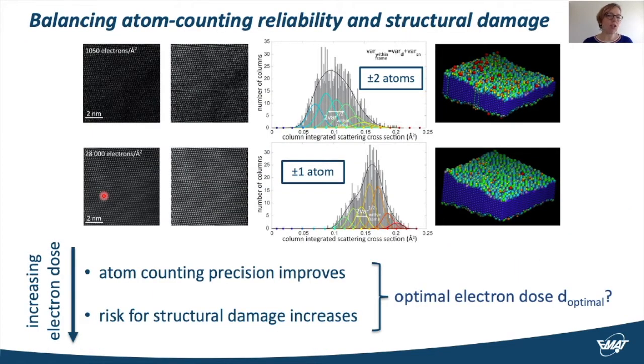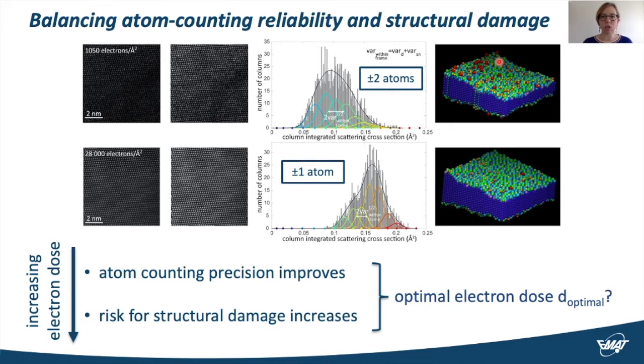An important challenge is now to balance atom counting reliability and structural damage by optimizing the electron dose, as is illustrated here. Here you see an image of a platinum wedge for an electron dose of only 1050 electrons per angstrom squared, from which we estimated scattering cross-sections. However, the presence of electron shot noise causes severe overlap in the normal distributions of scattering cross-sections related to columns of different thickness. And this results in an atom counting error of plus or minus 2 atoms.